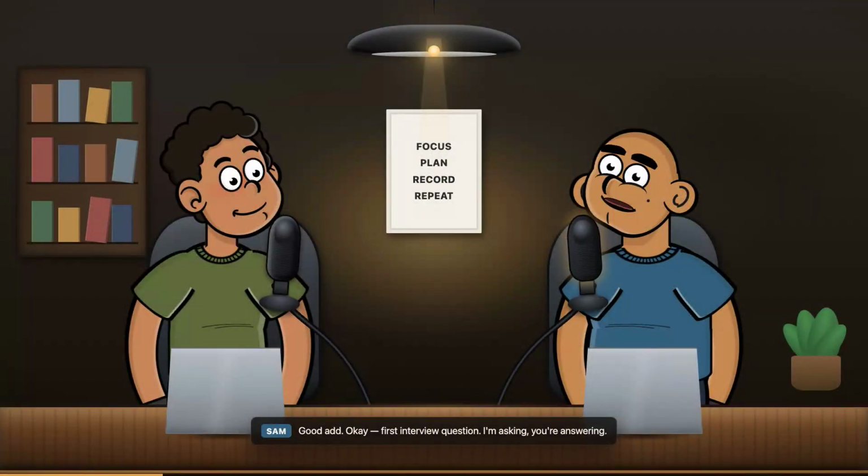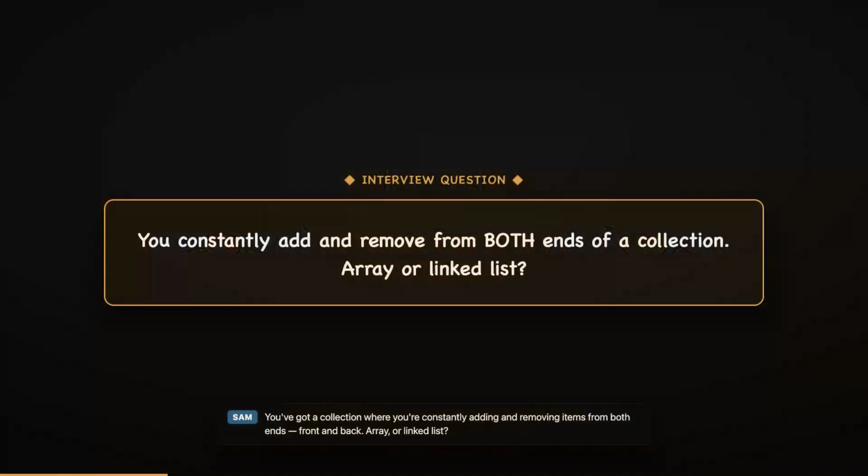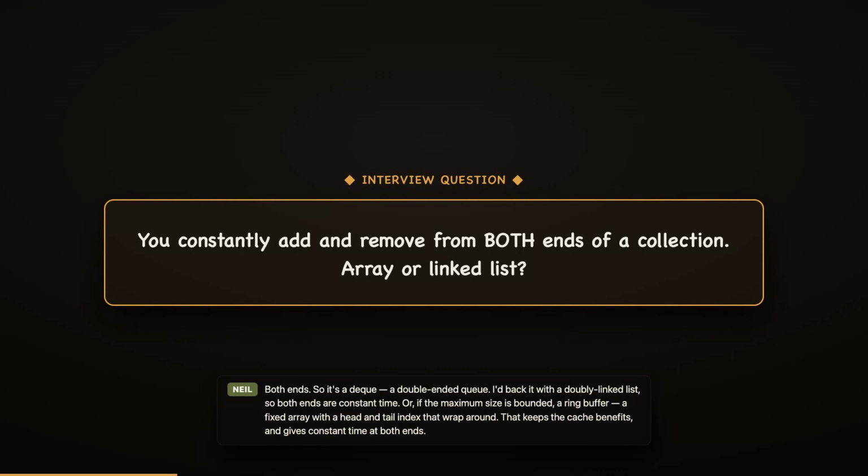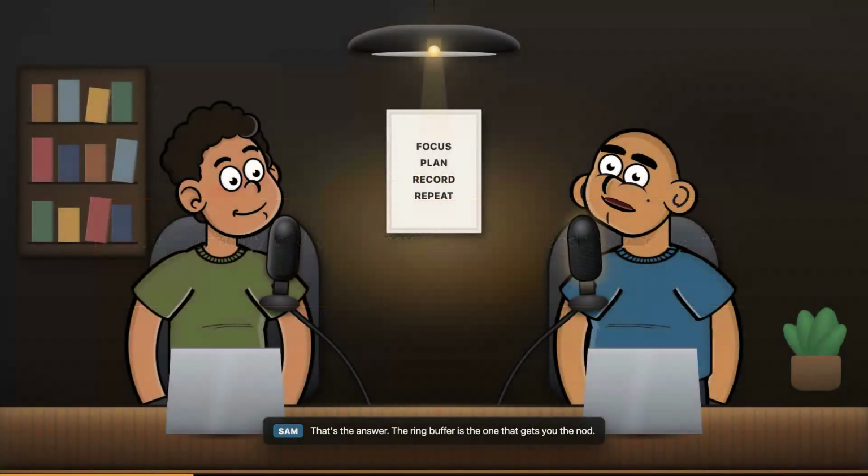Good add. Okay, first interview question. I'm asking, you're answering. You've got a collection where you're constantly adding and removing items from both ends, front and back. Array or linked list? Both ends. So it's a deque, a double-ended queue. I'd back it with a doubly linked list, so both ends are constant time. Or, if the maximum size is bounded, a ring buffer, a fixed array with a head and tail index that wrap around. That keeps the cache benefits and gives constant time at both ends. That's the answer. The ring buffer is the one that gets you the nod.